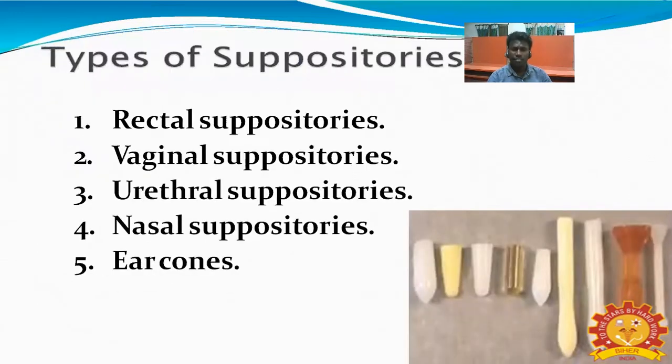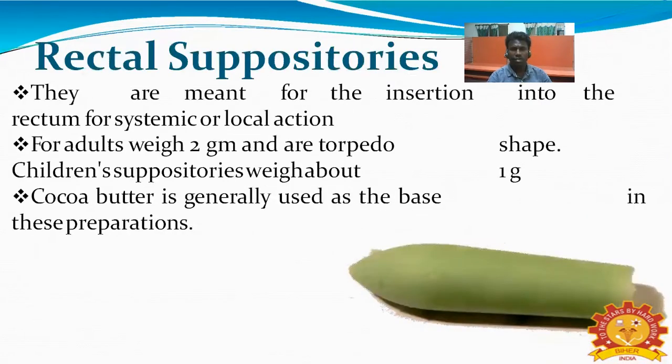Types of suppositories: rectal suppositories, vaginal suppositories, urethral suppositories, nasal suppositories, and ear cones. Rectal suppositories are meant for insertion into the rectum for systemic or local action. For adults, they weigh 2 grams and have a torpedo shape. Children's suppositories weigh about 1 gram. Cocoa butter is generally used as the base in the preparation.